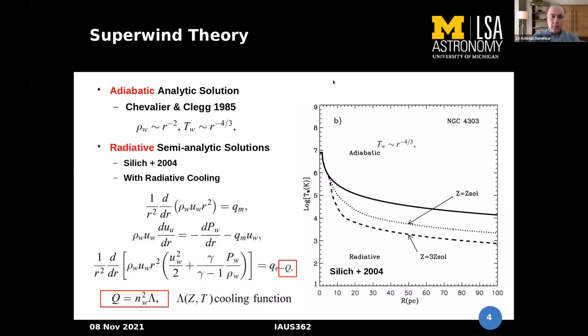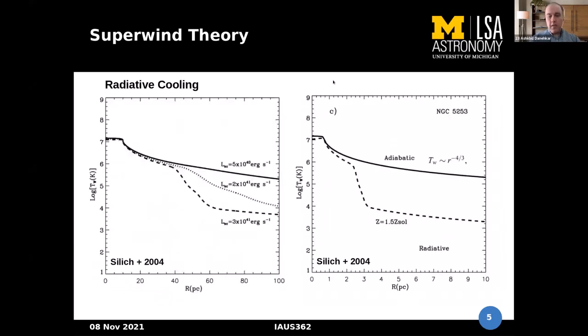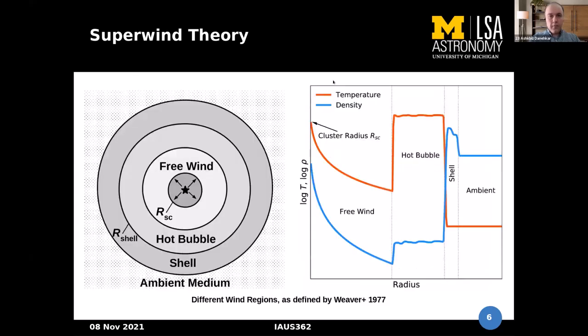There is a semi-analytic model by Silich in 2004. They incorporate radiative cooling functions, and this shows a departure from the adiabatic solution, implying that cooling depends on the ionization and also metallicity. And in our work we also find a dependence on mass loading rate and wind velocities.